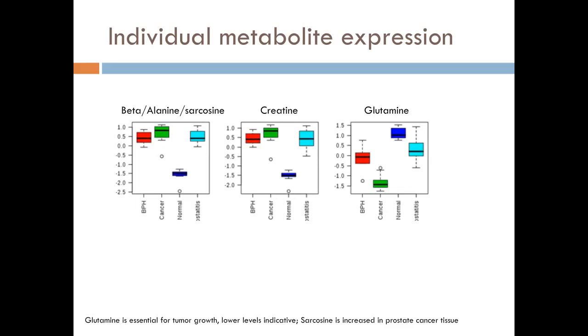And some of the previous work has shown that glutamine is essential for tumor growth, and lower levels may be indicative of that, but of course that requires further validation. There was a study that looked at sarcosine being increased in prostate cancer tissue. Remember, this is urine, so this expression of sarcosine in our urine, we don't know how that correlates to the tissue example, but there is previous work that shows that sarcosine and glutamine may be important factors to look at when you go forward with this kind of diagnostic opportunity.